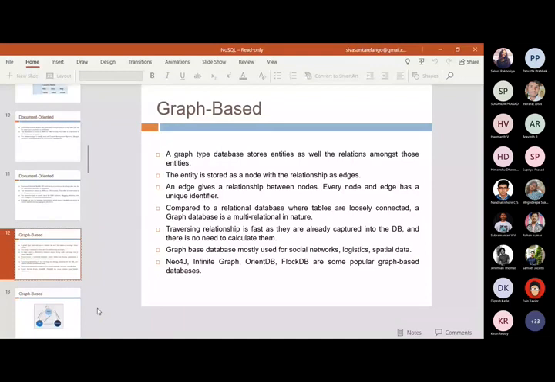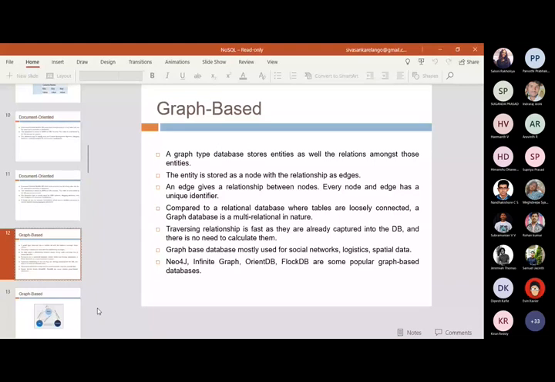Compared to a relational database where the tables are loosely connected, a graph database is multi-relational in nature. A person likes a city, he likes a particular place, he has given some rating for a particular product or a service. So you can construct multi-relational graph-based NoSQL databases.